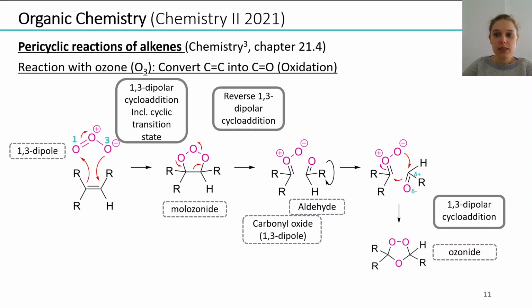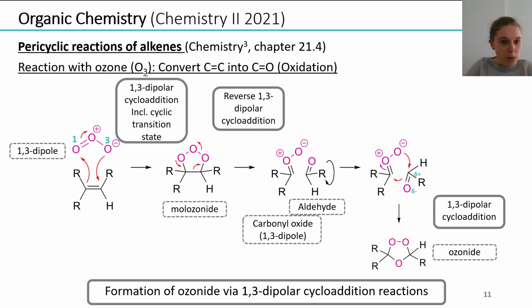And now important is that the ozonide is formed as a mixture of diastereomers because the 5-membered ring is formed with the R groups on the same or opposite side of the ring. What do we now know? We have the formation of ozonides realized via 1,3-dipolar cycloaddition reactions, and now we have an ozonide.